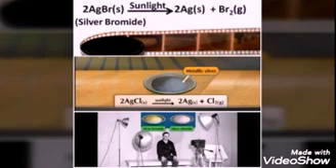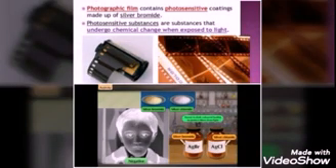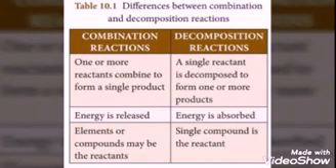This photochemical decomposition of silver chloride and silver bromide is used in black and white photography. Photographic film contains photosensitive coatings of silver bromide, which decomposes when exposed to light.